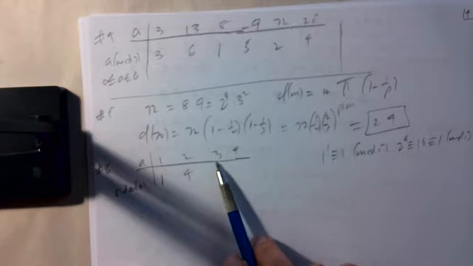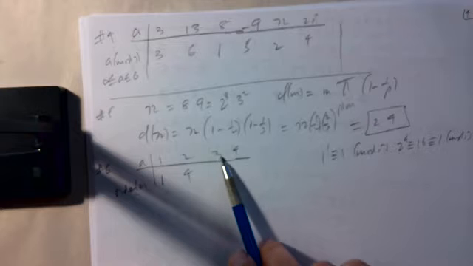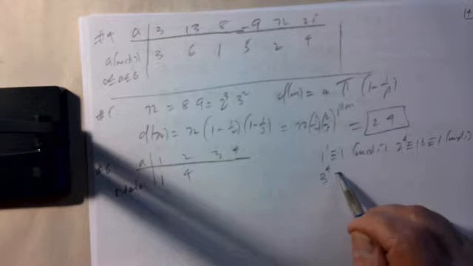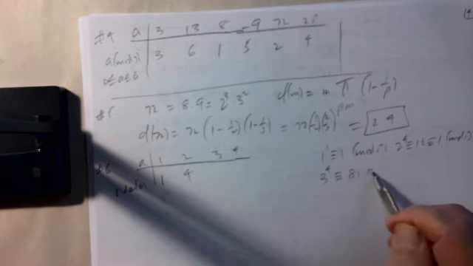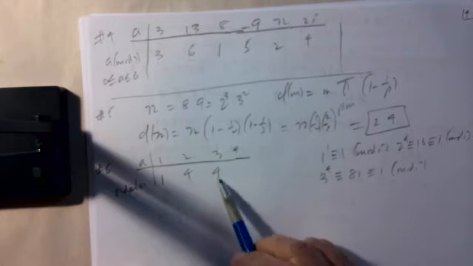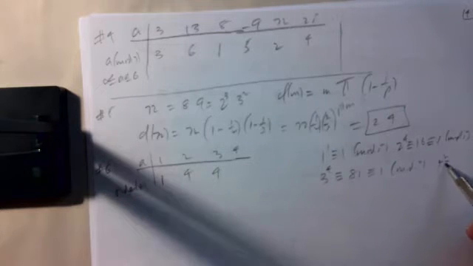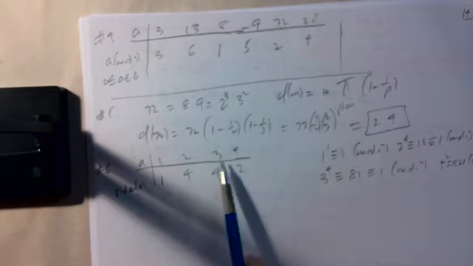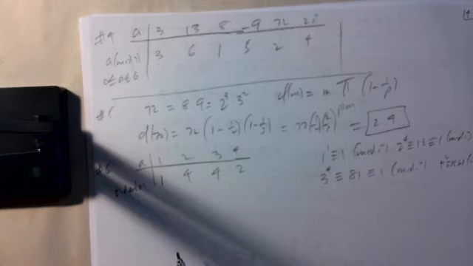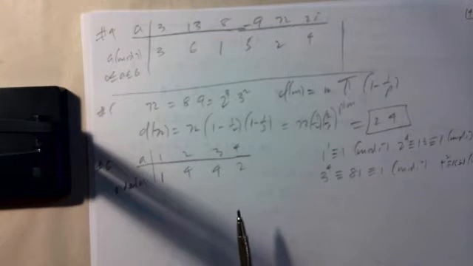If you look at the powers of 3, you get 3, 9, 27, 81. The first power of 3 which is 1 mod 5 is 3 to the 4th, 81. And 4 squared is 16, which is 1 mod 5. So 1, 2, 3, and 4 have orders 1, 4, 4, and 2, respectively. Questions?